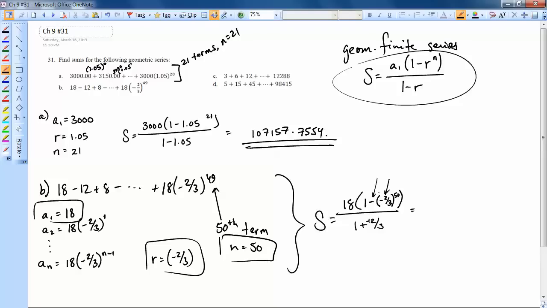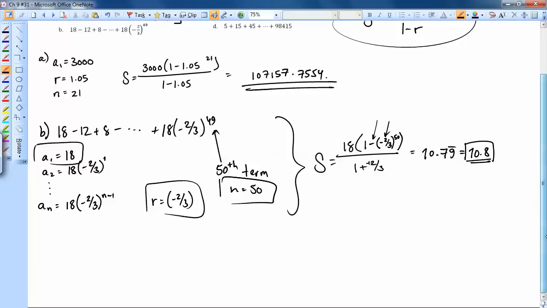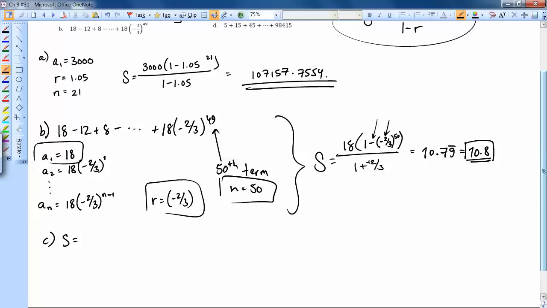And if I type it into the calculator, I've gotten this number, 10.799999 repeating, which is really the same thing as 10.8. Okay. Let's look at C. So C, I want the sum of 3 plus 6 plus 12 plus dot dot dot plus 12,288.